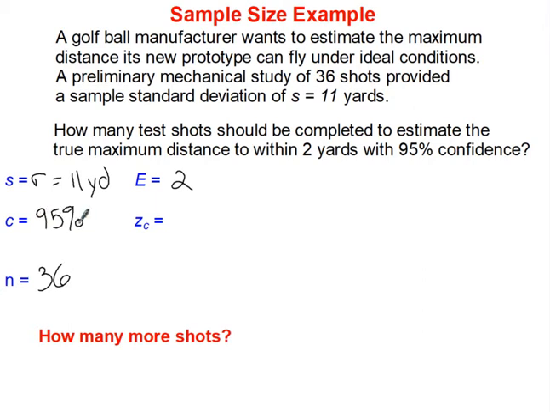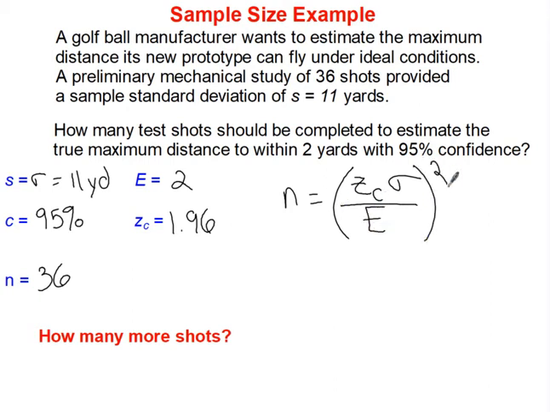So look up the z-score for 95% confident, and that's what you're going to use for ZC. Yeah, so I believe for 95%, that's 1.96. So again, there's only one formula that you're going to use here for the sample size for estimating a mean, and that's n equals ZC times the standard deviation, divided by your error, squared.